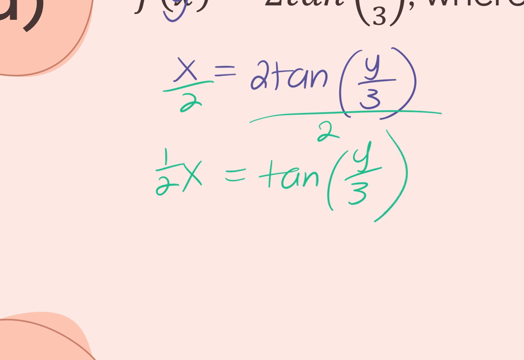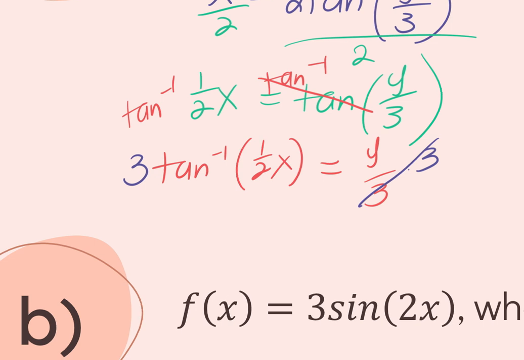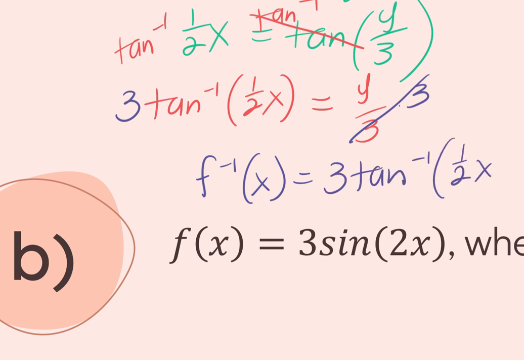Now if I want to undo a tan, what do you do? Inverse of tan. Good. So tan -1 both sides of your equation. And I get tan -1 of 1/2 x, or x over 2, same thing, equals, these are going to cancel, y over 3. And then, how do I get rid of the over 3? Multiply by 3. So f -1 of x, because you have to note that it is now the inverse, equals 3 tan -1 of 1/2 x.